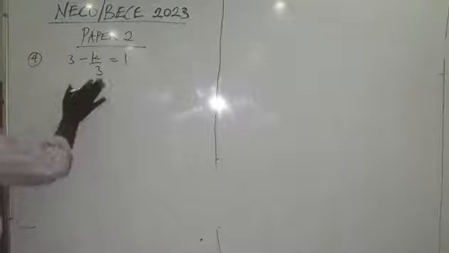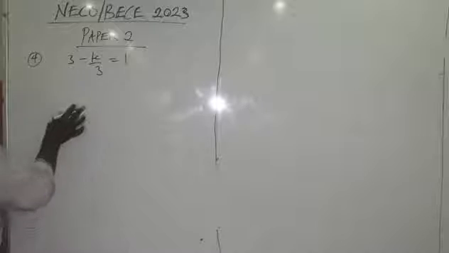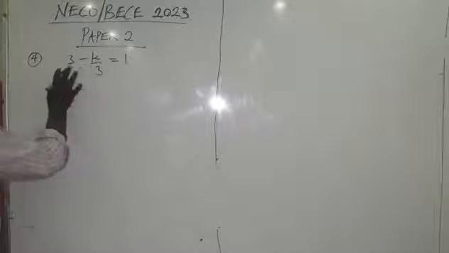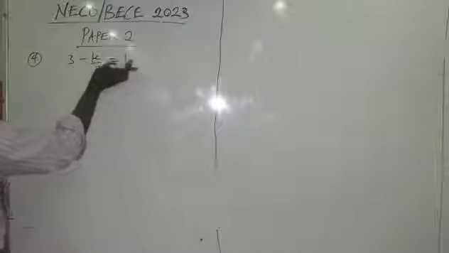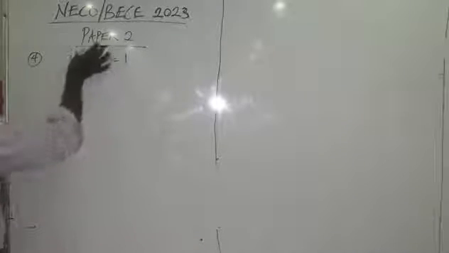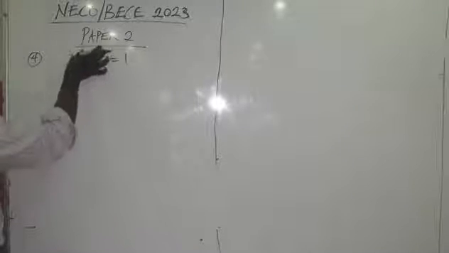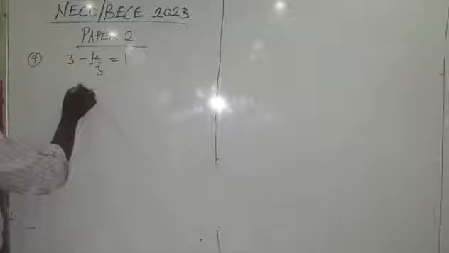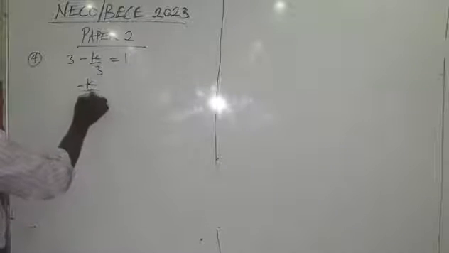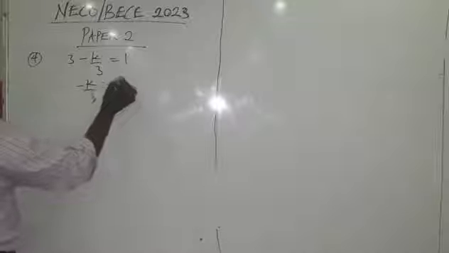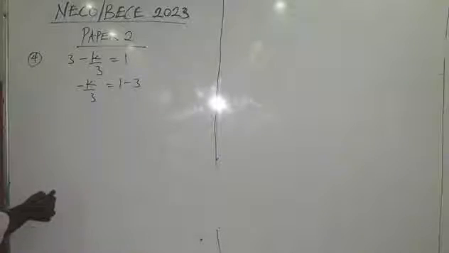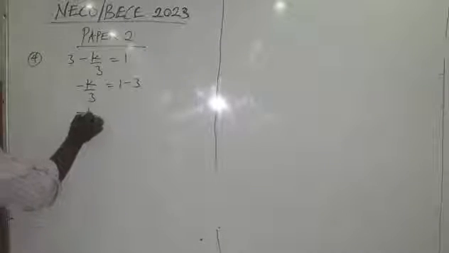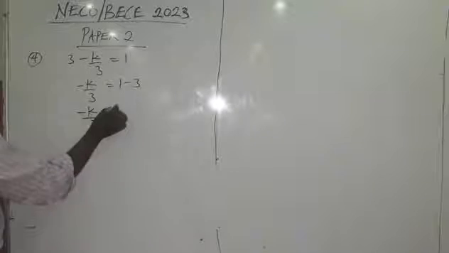So what we're going to do is we collect like terms. We can take this to the other side. Since what we are looking for is k, let's leave it like this: k minus k over 3. Then we take this to the other side, which will be 1 minus 3. Right? So this will go: minus k over 3 equals minus 2.